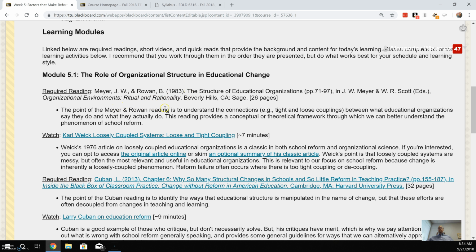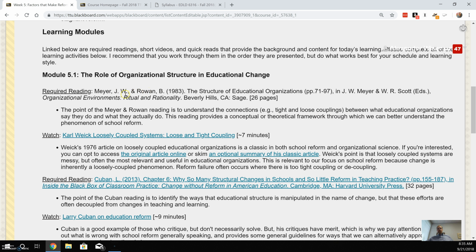The point of the Meyer and Rowan reading is to understand the connections, both tight and loose couplings, between what educational organizations say they do and what they actually do. That's my point for you reading it. I think this reading provides a really nice conceptual, or sometimes we use the word theoretical, framework through which we can better understand the phenomenon of school reform.